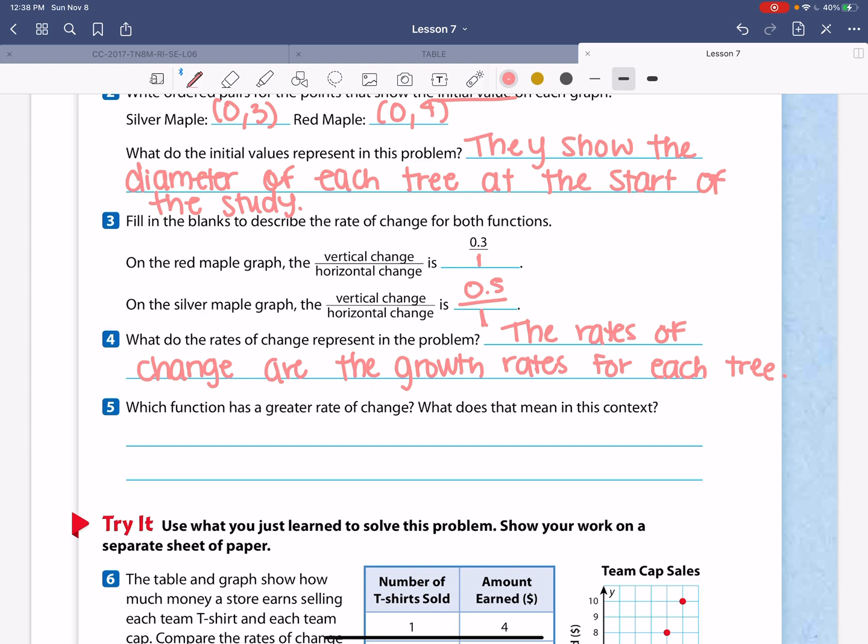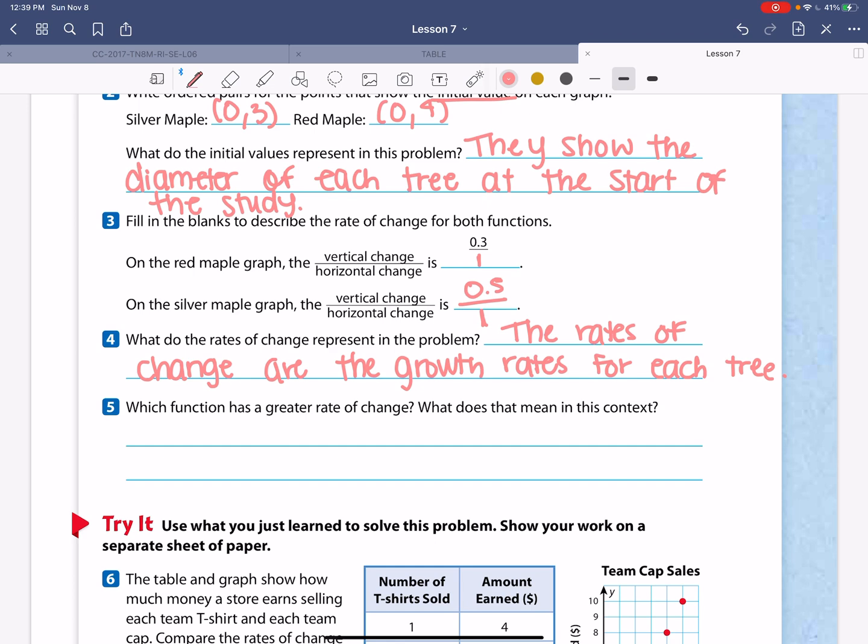Okay, and we move on to number 5. Which function has a greater rate of change, and what does that mean in this context? So the rate of change for the silver maple is 0.5, which is greater than 0.3 for the red maple. So the silver maple grew at a faster rate than the red maple.